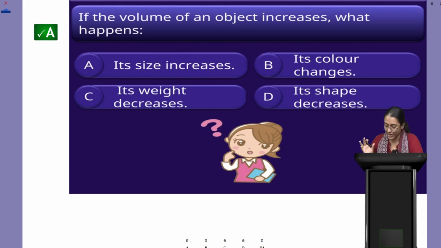Clear everyone? So from today's class, we were able to know about two new things. What was that? One was mass and second was volume. Okay, clear everyone? So that's it for today. I hope whatever we have discussed in our class, all of you understood that.